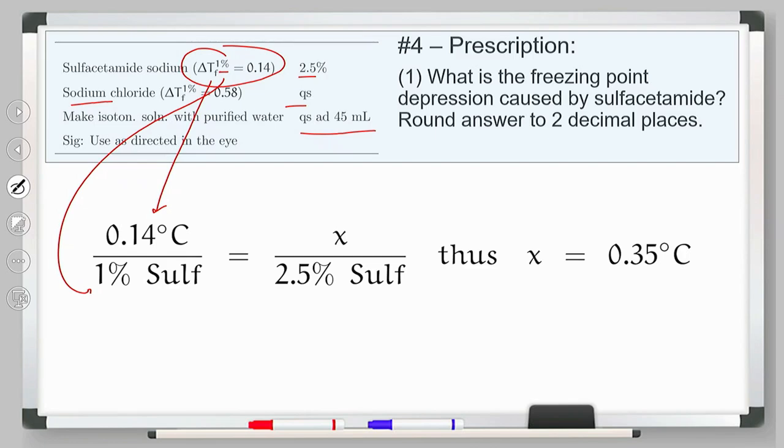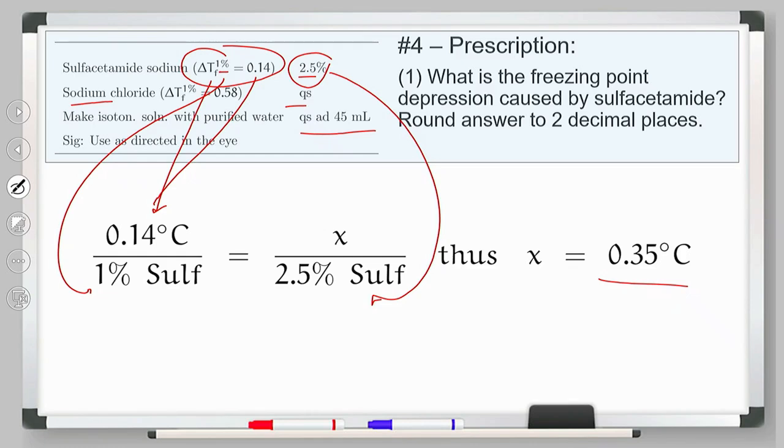So, is everyone okay where we're at so far? We just pulled this number down to there and set it up. We then take the concentration and put it in the denominator here. And if I solve for x now, x represents how many degrees depression would be caused with a 2.5% concentration if I know 0.14 degrees are depressed by a 1% solution. So we're just setting up a proportion. Does everyone see where the math comes out to be 0.35 degrees Celsius?